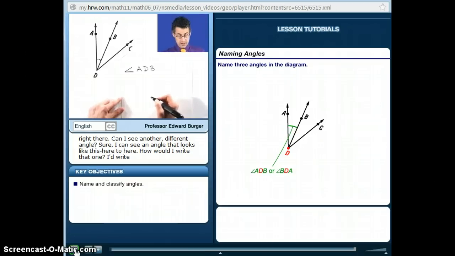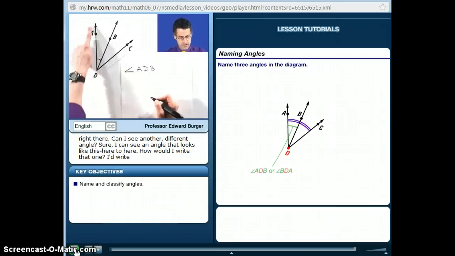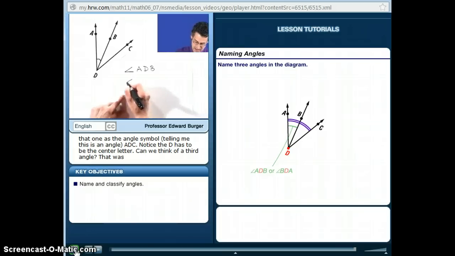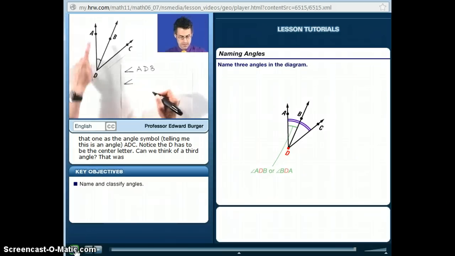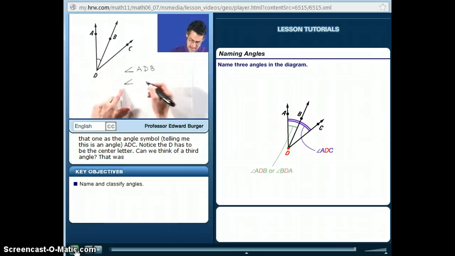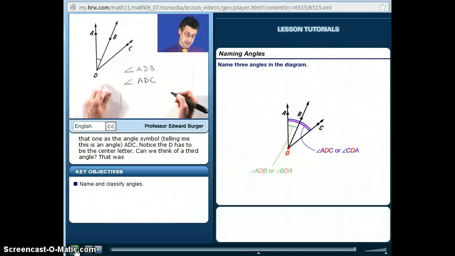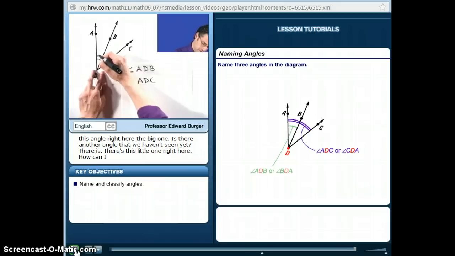Can I see another different angle? Well, sure. I could see an angle that looks like this. Here. How would I write that one? Well, I'd write that one as the angle symbol, telling me this is an angle, A, D, C. Notice the D has to be the center letter. And can we think of a third angle here? That was this angle right here, this real big one.